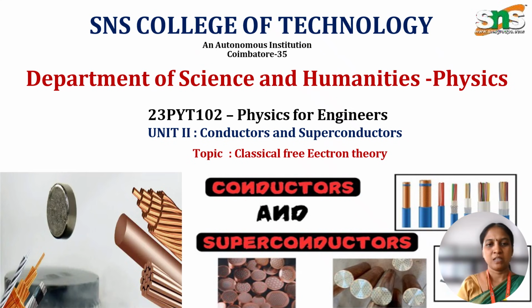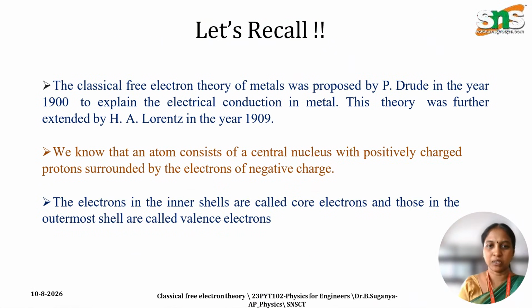Hey everyone, now we are going to see an interesting topic: the classical free electron theory. So let's recall. The classical free electron theory of metals was proposed by Drude in the year 1900 to explain the electrical conduction in metals. And this theory was further extended by Lorentz in the year 1909.